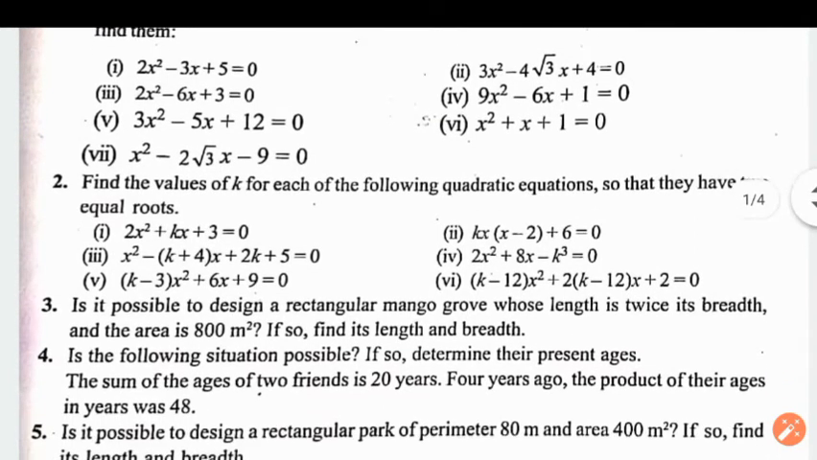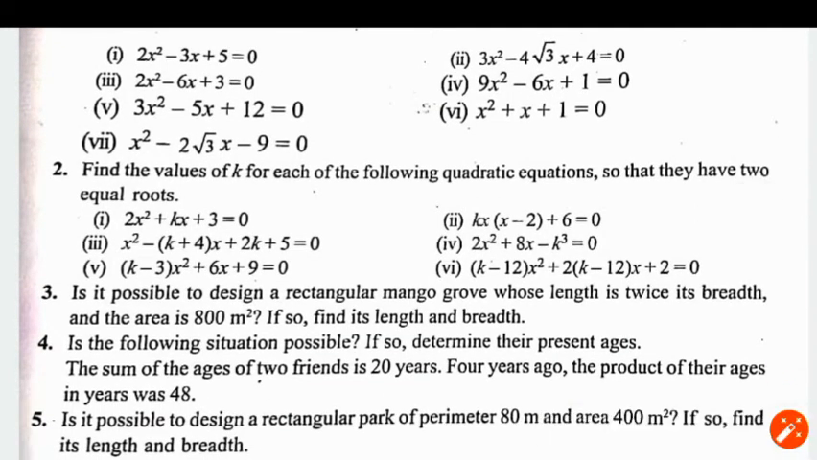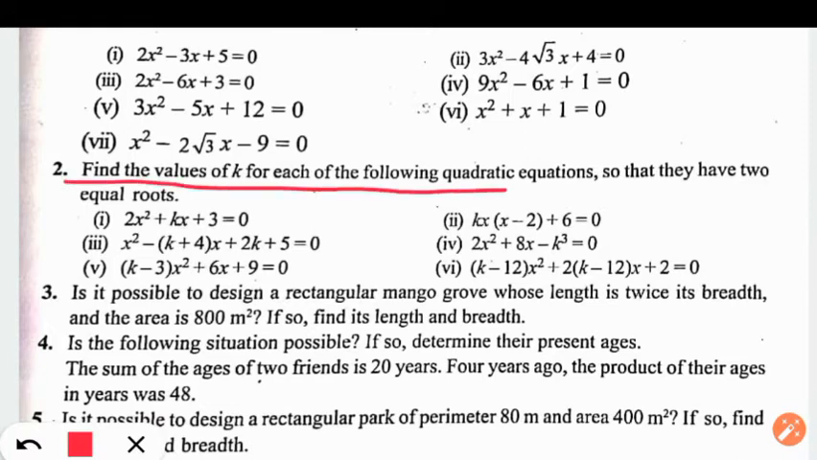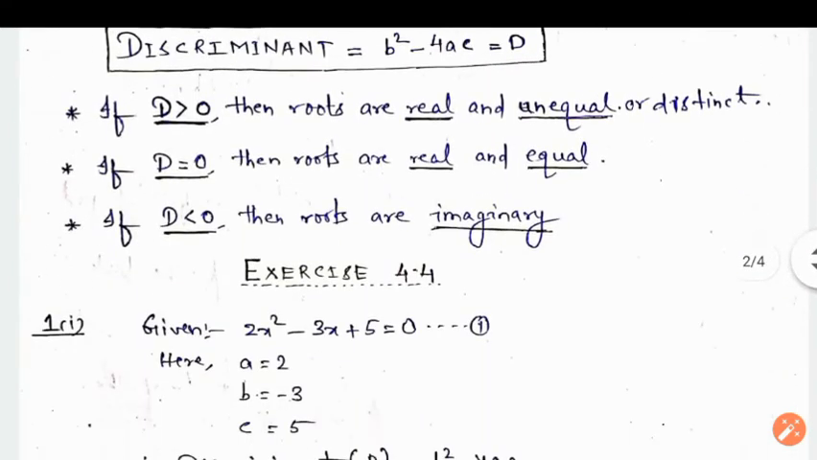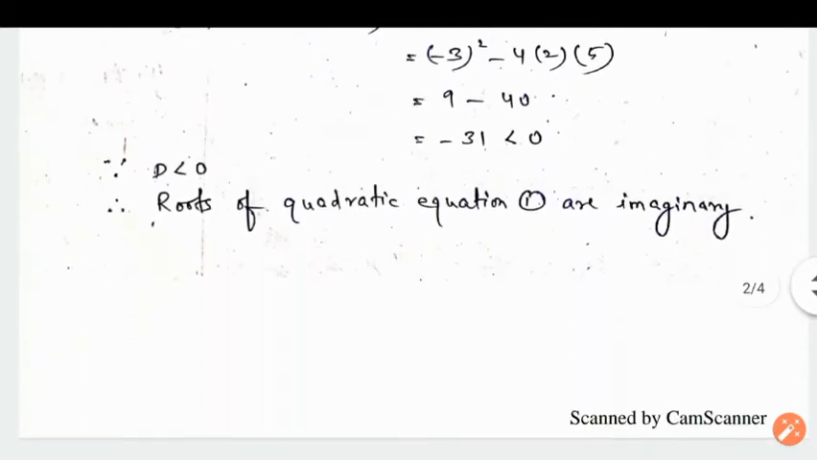Now let's do question number 2. In question number 2, what we have? Find the values of k for each of the following quadratic equations so that they have 2 equal roots. So we need to find the value of k from this, so that the roots of the quadratic equation are equal. What we know is, when roots of the quadratic equation are equal, then their discriminant must be 0, right? This one, second star. So with the help of this concept, we are going to find the values of k.